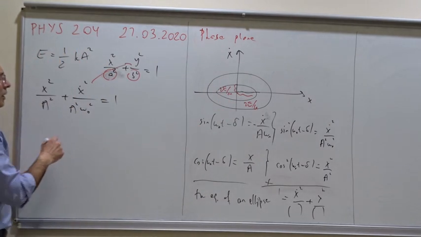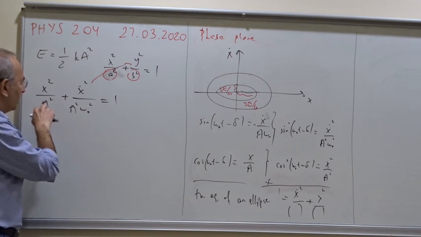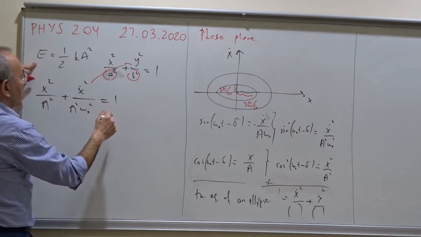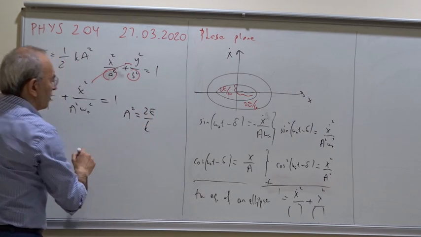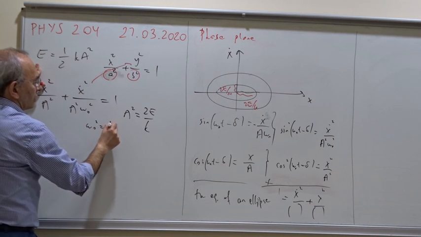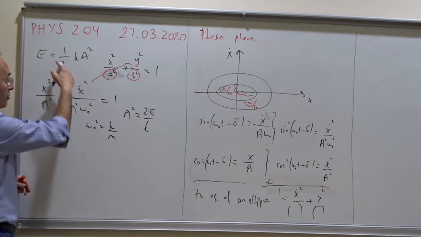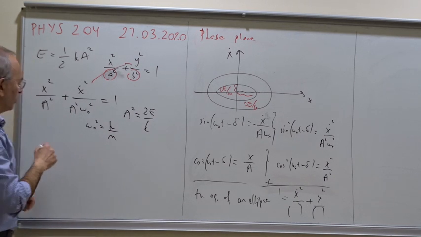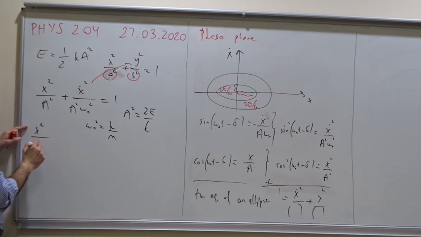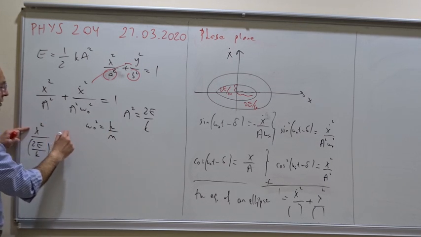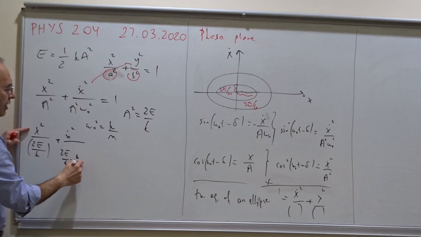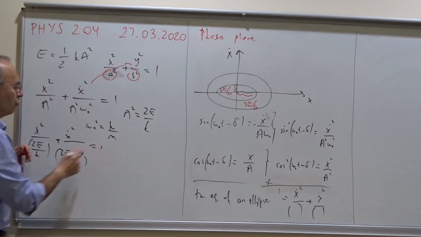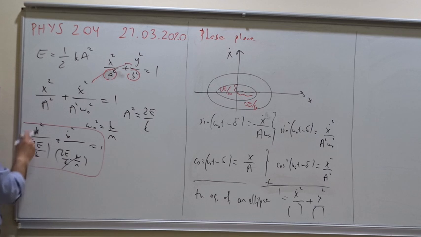What are they? From the equation for energy we can get what these are. So for instance, a squared here will be just 2E over k. And also omega 0 squared was k over m. So if you substitute them in the elliptic equation, you will get x squared over 2E over k plus x dot squared over 2E over k times k over m, so the k's will cancel, and that's equal to 1. So this is the equation of an ellipse.